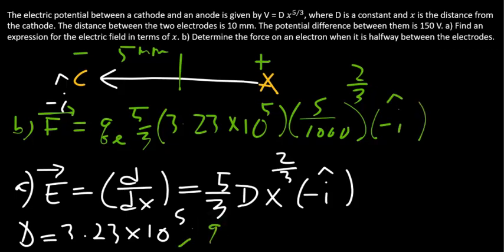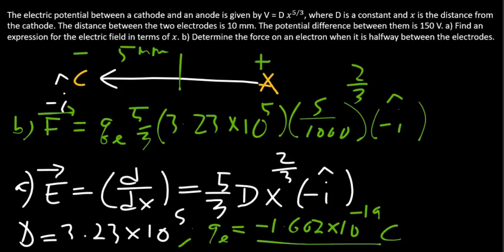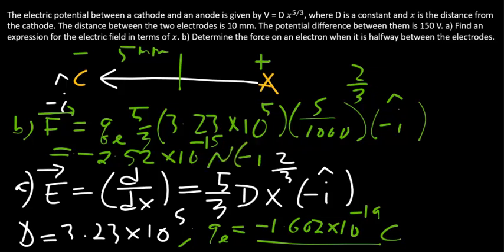The charge of the electron, remember it's a negative charge, is minus 1.602 times 10 to the power minus 19 coulomb. Substituting this in here, we can calculate the force, which will turn out to be minus 2.52 times 10 to the power minus 15 newton, minus i hat. So this minus will kill that minus, leaving that as an answer. And as you can see, if you have a negative charge, the direction of the force on it is towards the anode, as it should be.